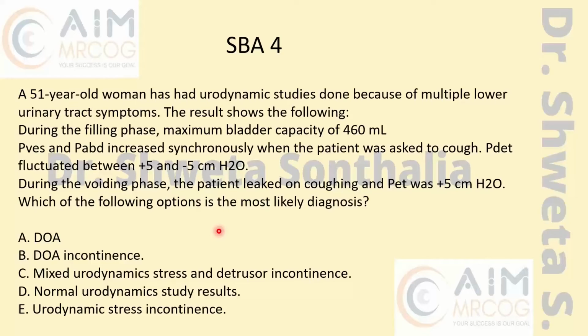In the voiding phase, the patient leaked on coughing, and the detrusor pressure was +5 cm water. In the voiding phase, the pressure should be less than 70 cm. It is +5 cm, so it is normal. But she is leaking on coughing. Which of the following options is most likely? What do you think? Stress incontinence, I think. So it is urodynamic stress incontinence.